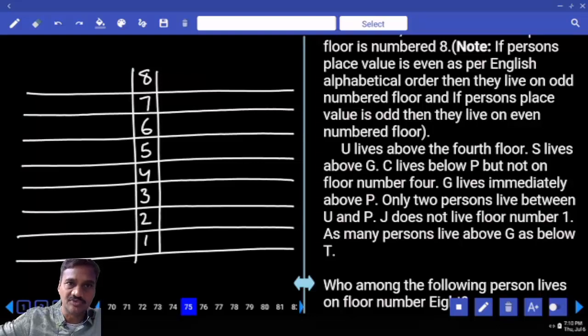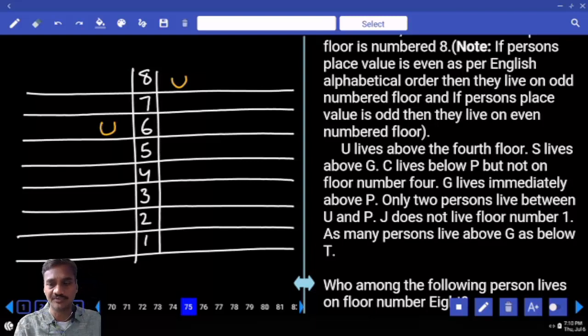And B's place value is 2. 2 is even, so B cannot live on an even numbered floor. B must be either 1, 3, 5 or 7. Done with this? Then U lives above the 4th floor. U's value is 21, so U must be on an even numbered floor, either the 6th floor or the 8th floor. Are you getting this one or not? And U lives above the 4th floor.